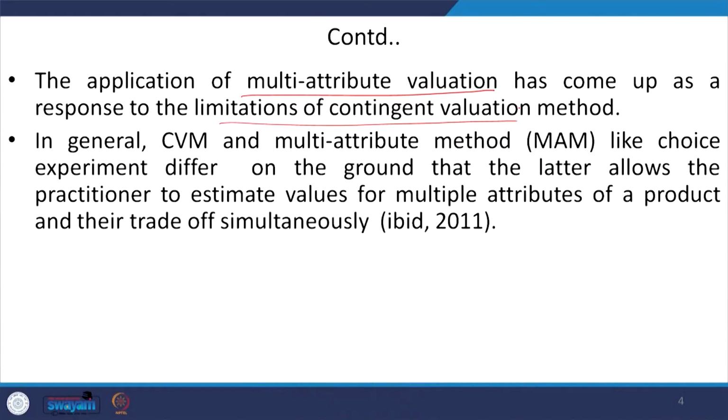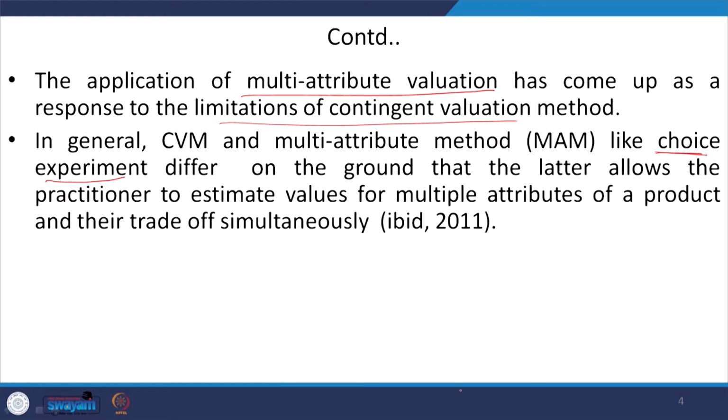And moreover, in general we are saying this contingent valuation method and this multi attribute method, we are talking about this in this context, and we will be highlighting the choice experiment. So, there is a difference. How are they different, this contingent valuation method and the multi attribute method?